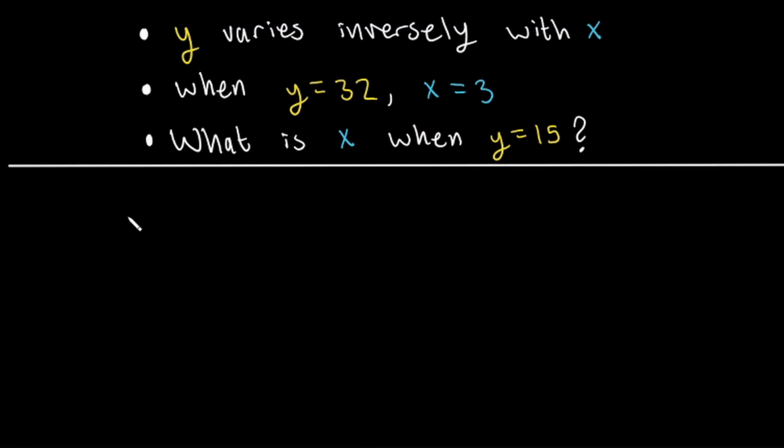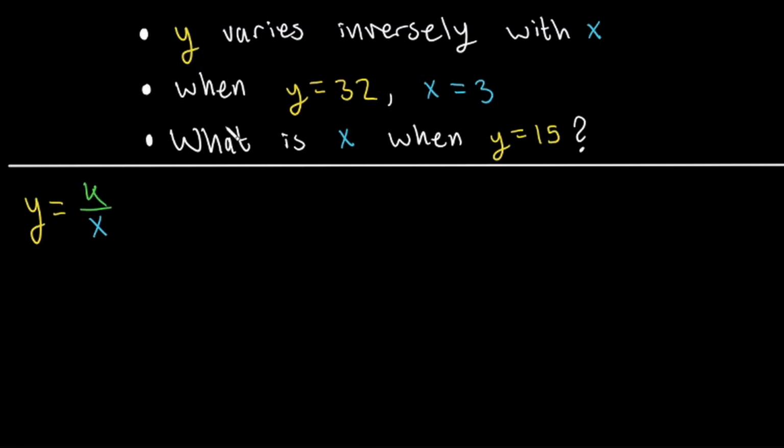So let's look at another example. Y varies inversely with x. When y is equal to 32, x is equal to 3. What is x when y is equal to 15? Let's look at this first bullet point. Y varies inversely with x. So let's set up an inverse variation or inverse proportion. Y is going to be equal to k over x.